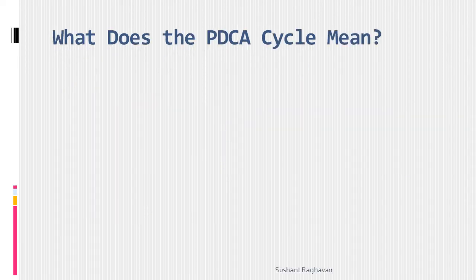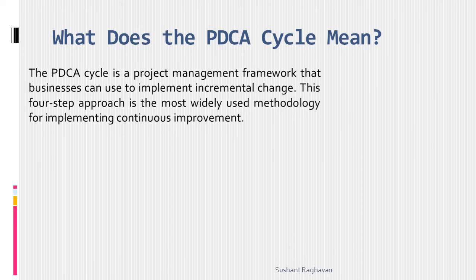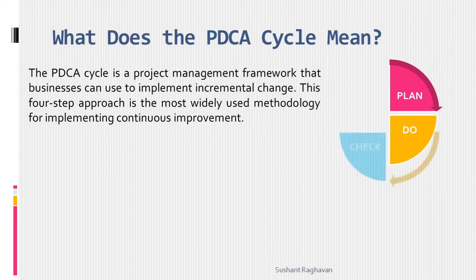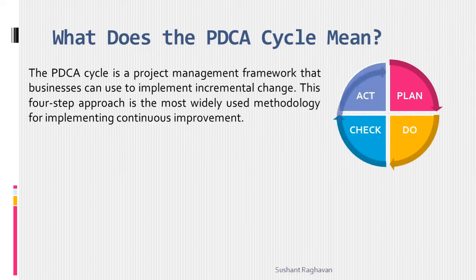What does the PDCA cycle mean? The PDCA cycle is a project management framework that businesses can use to implement incremental change. This four-step approach is the most widely used methodology for implementing continuous improvement.